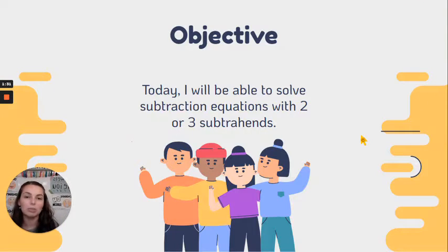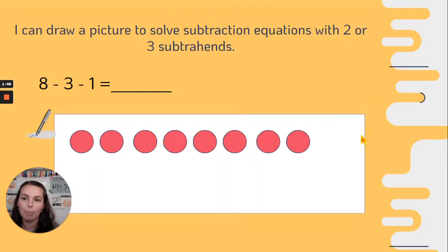So our objective for today says, today I will be able to solve subtraction number sentences with either 2 or 3 subtrahends. Subtrahends are just the numbers we are subtracting. So let's try to draw a picture first, and then later on we'll move on to the number line. So here I have 1, 2, 3 subtrahends. That's part of my number sentence.